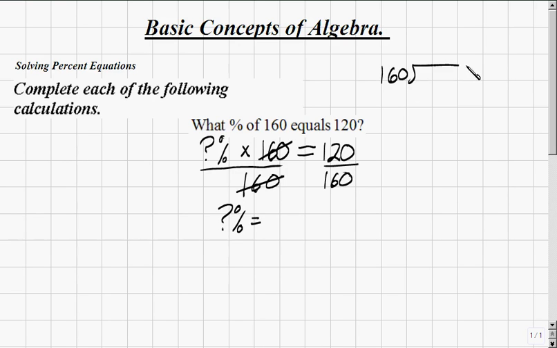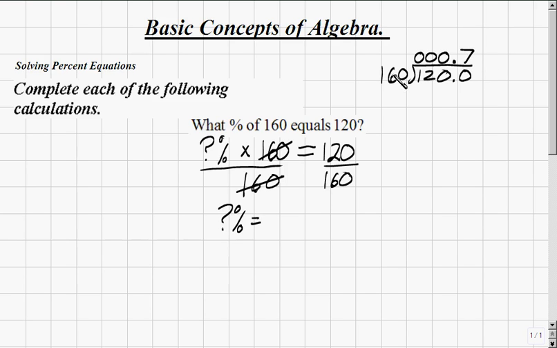160 divided into 120, we see that 160 does not divide into 1, 160 does not divide into 12, or 160 does not divide into 120. So to complete this operation, we'll list an imaginary decimal point behind the 120 and bring that above the division bar, and include as many zeros as we need to finish this computation. So 160 divides into 1,200 a total amount of time of 7.